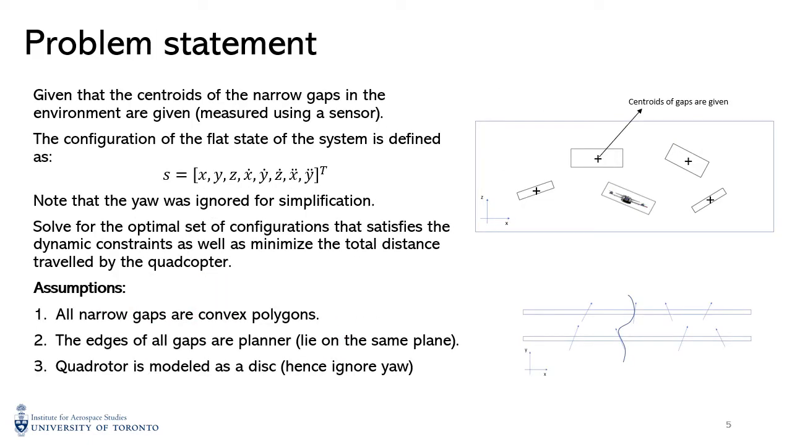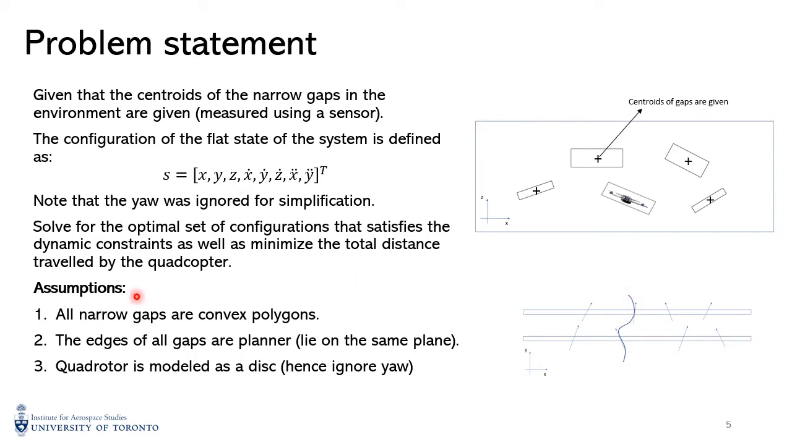So now getting into our problem statement. Given that the centroids of the narrow gaps or the openings are known, we're going to assume that these centroids of these openings are measured by some sensor. And also given that the configuration of the quadcopter is defined using its flat output, x, y, z, and their derivatives. And note that we're going to ignore yaw to simplify the problem. So the objective is to solve for the optimal set of configurations that will form a trajectory that satisfies the dynamic constraints of the quadcopter and also minimizes the total distance traveled in the environment.